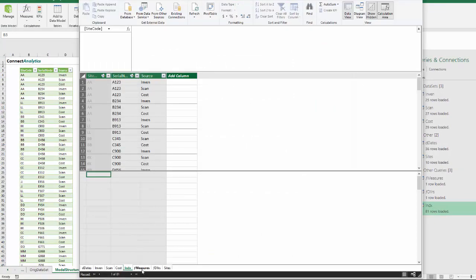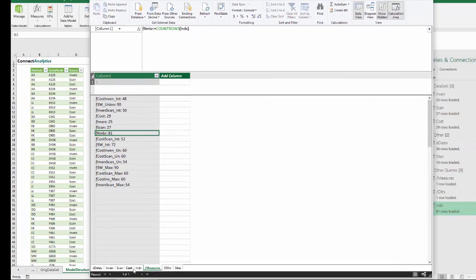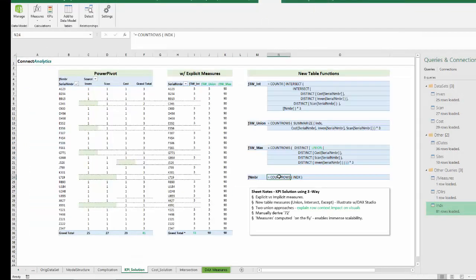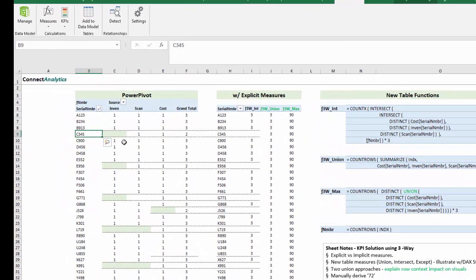And what we're doing with the measure is we're simply executing count rows of the index table. And so we're simply counting the number of rows of this table. This now is an explicit measure that we can use generally across the entire data model. This particular serial number, C345, is visible in scan and cost, but not visible in inventory. And you can see how the measures are capturing that.